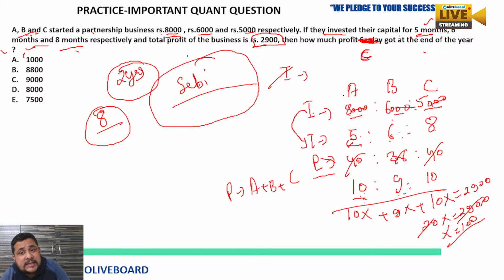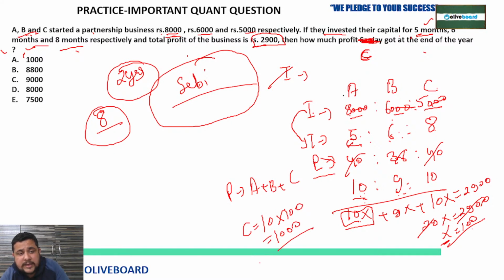Now what are they asking? They're asking how much profit C is getting. C is getting 10 times x, so 10 multiplied by 100. This will be equal to C's profit, which is 1000. So your answer would be option A, 1000 rupees.